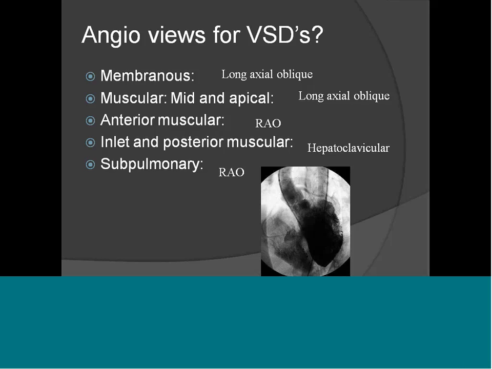So for anterior muscular, anything that you're looking at anteriorly, remember the subpulmonary is quite anterior, so use RAO views for that. For muscular, mid and apical, your long axial oblique is very good. If you see this angio right here, it profiles the whole septum up to the apex very well. I won't use lateral too much, guys, for most of these views for the VSD.